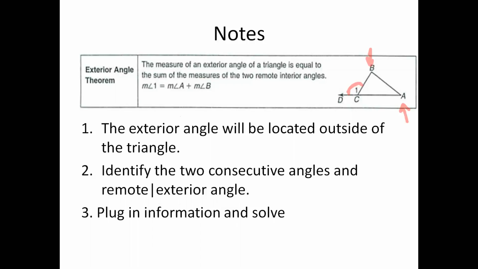The exterior angle will always be located on the outside of the triangle. We can identify two consecutive angles, or angles that are near each other, and identify the remote angle. Plug in and solve. So the sum of the two, in this case A and B, will equal the exterior angle, which is considered angle DCB. Go ahead and take your time and copy that down.